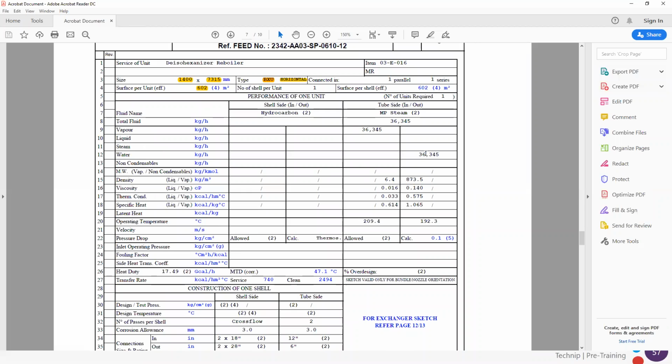In this page, the reboiler design is specified. So we will have a reboiler with a shell diameter of 1,400 and 7.3 meters tube length. And the surface is 602 meters square. So this is a very, very big reboiler.